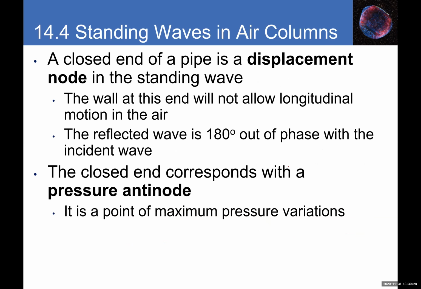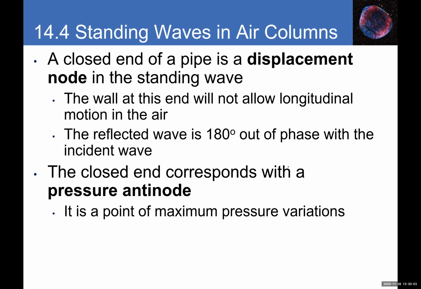Okay, so you can see that the closed end of the pipe is a displacement node in the standing wave. The wall at this end will not allow longitudinal motion in the air. The reflected wave is 180 degrees out of phase with the incident wave, and the closed end corresponds with the pressure antinode. It is a point of maximum pressure variation.